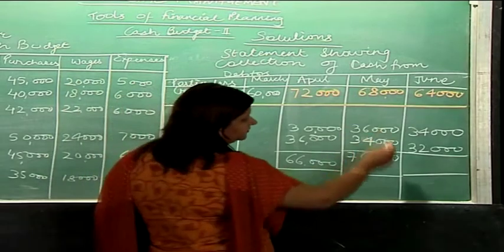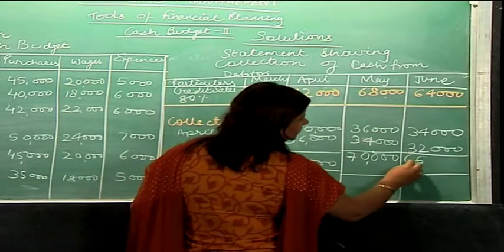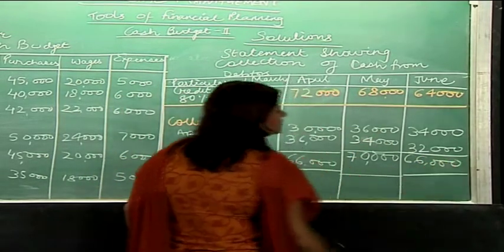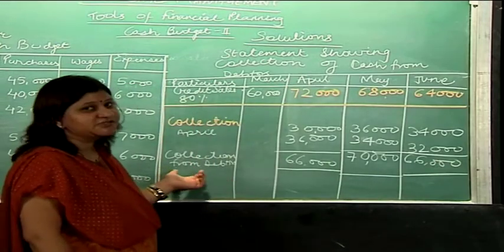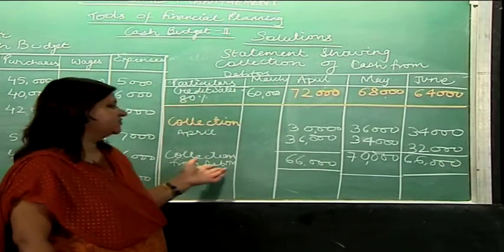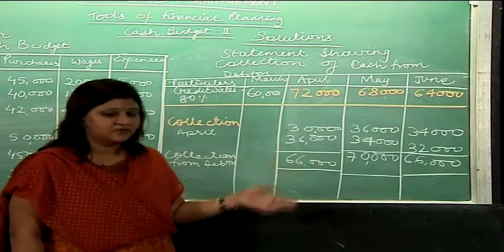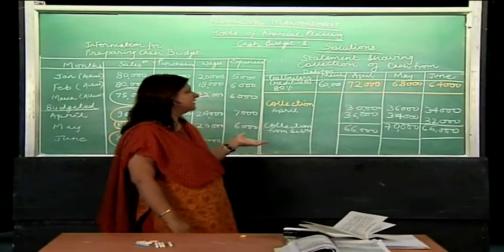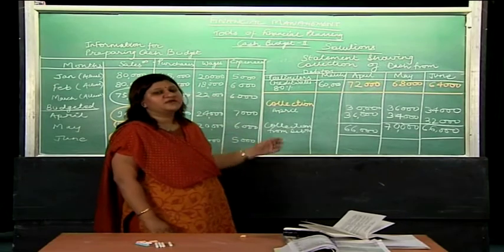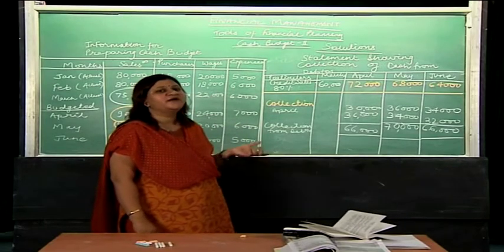So here the total of the June shall be 66,000. So we have computed the collection from the debtors as 66,000, 70,000 and 66,000. So this is the way our collection figure of debtors has come. We have the opening balance. So we will find out the total receipts.